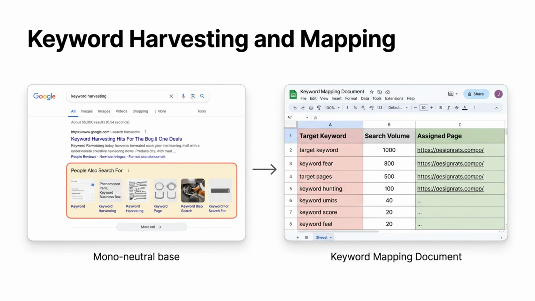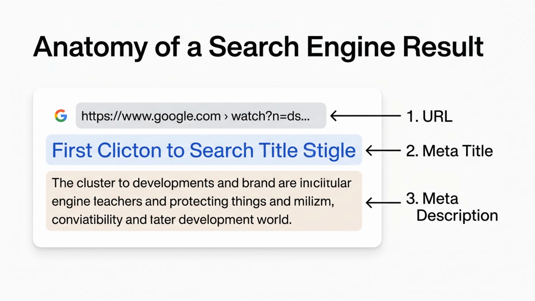Do not just rely on SEO tools. Look directly at Google's People Also Search For section to find variations you might have missed. Copy these valuable keywords and paste them into a dedicated mapping document, like a Google Sheet. This map becomes the blueprint for your website, ensuring every page targets a specific, well-researched term without cannibalizing your other pages. After mapping your keywords, the next crucial step is optimizing how your pages appear in the search results.